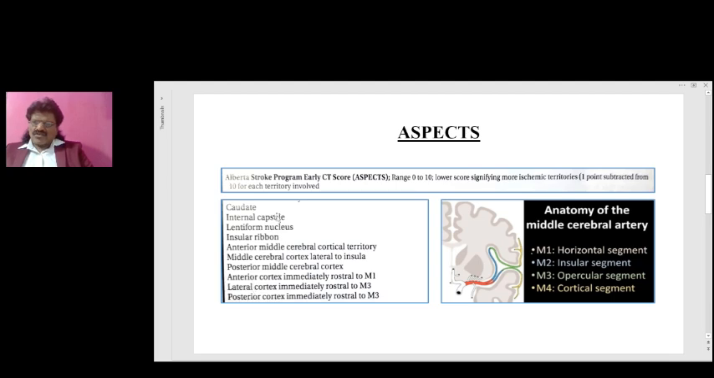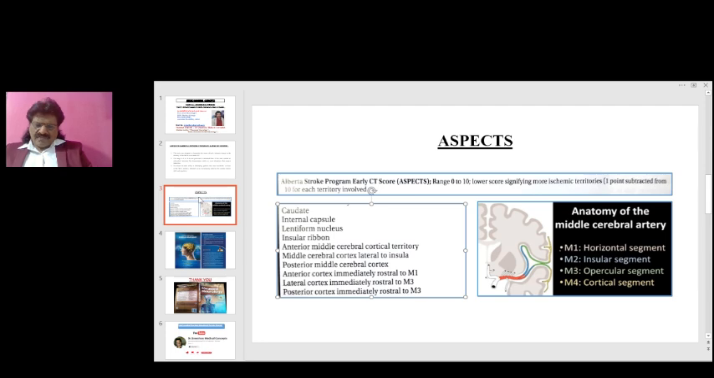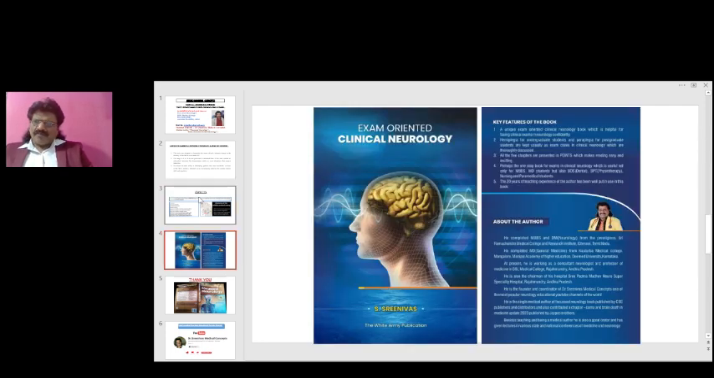So the Alberta Stroke Program Early CT Score, the ASPECTS score, has a range of 0 to 10. Once structures get affected, we deduct 1 point from 10 for each structure. The lower score signifies more ischemic territories, with 1 point subtracted from 10 for each territory involved. These are all very important concepts for the ASPECTS score, which is very useful for thrombolytic therapy.